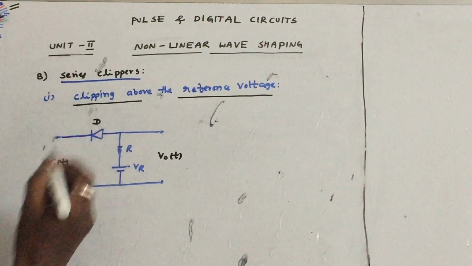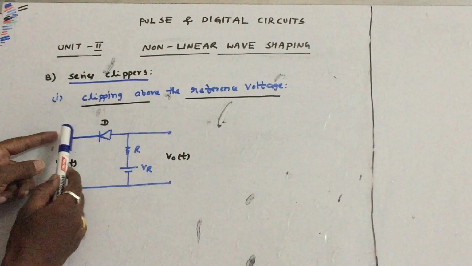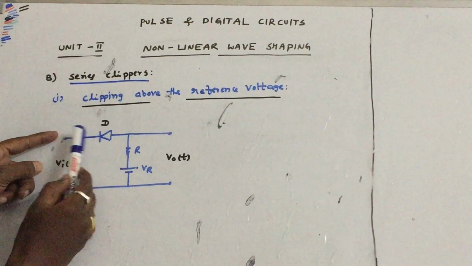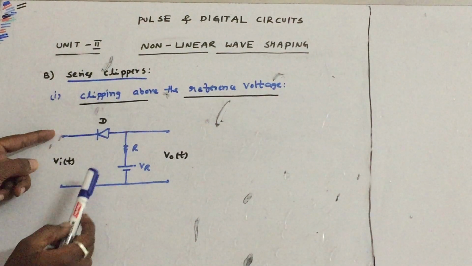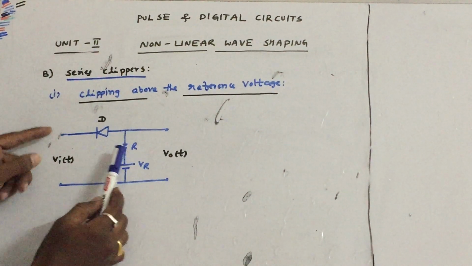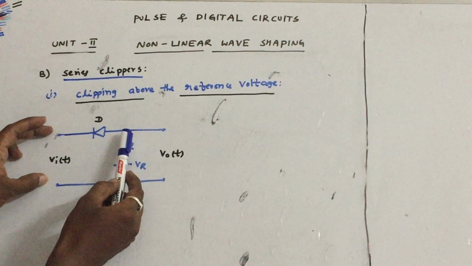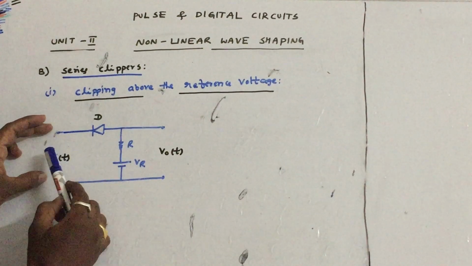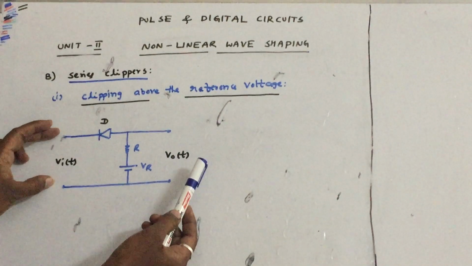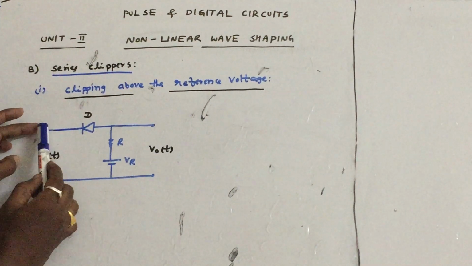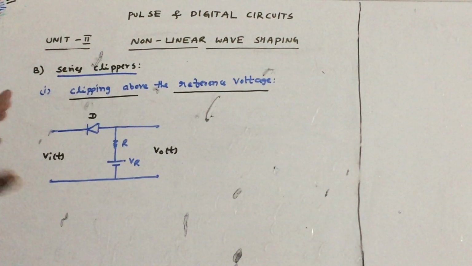This is the diode. Why is this called a series clipper? Because you can see that the diode is in series between input and output. Previously, the diode was in shunt between the input and output. That's why those clippers are called shunt clippers. But here the diode is in series between the input and output, so that's why this is called a series clipper.